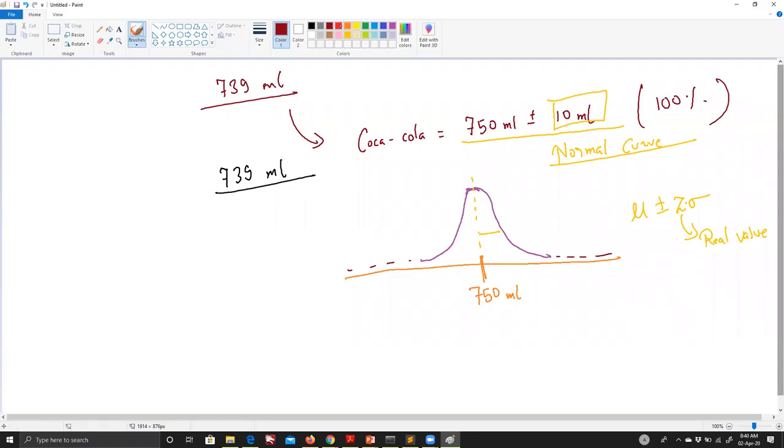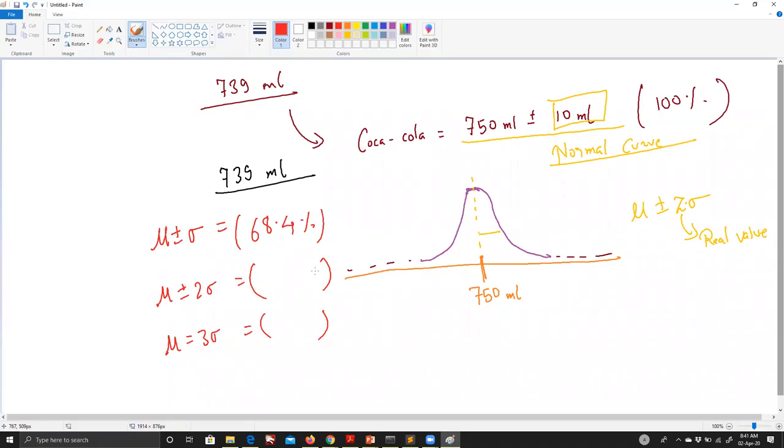Okay, let me remind you of a few things. In a Gaussian, when you have mu plus minus sigma, how much of the population percentage does it contain? This should be 68.4 almost. What about plus minus 2 sigma? 95. What about plus minus 3 sigma? 99.